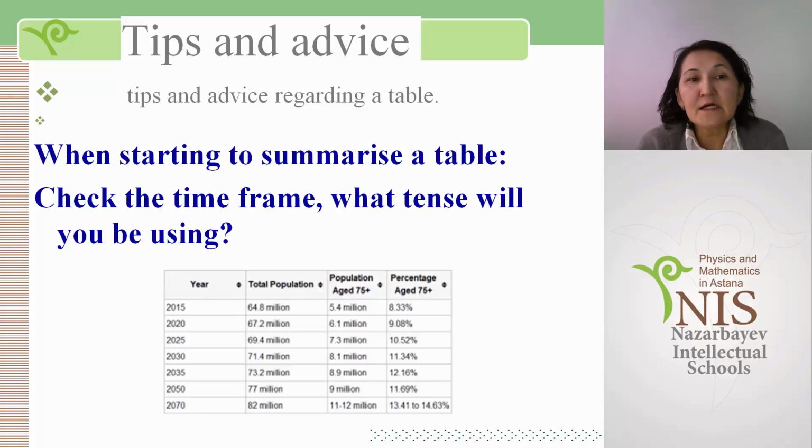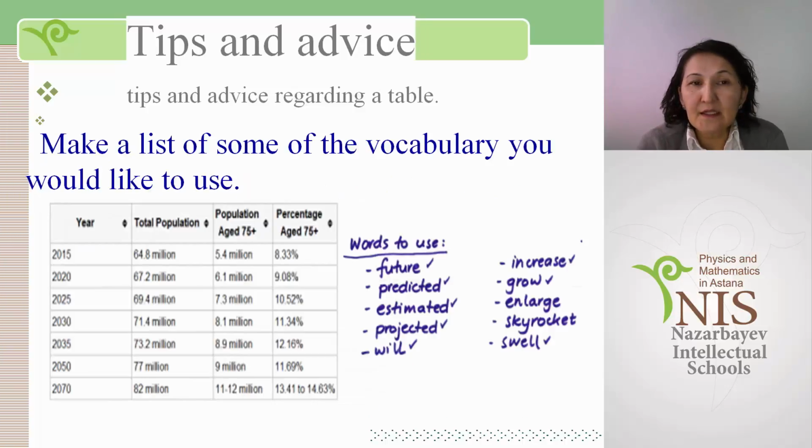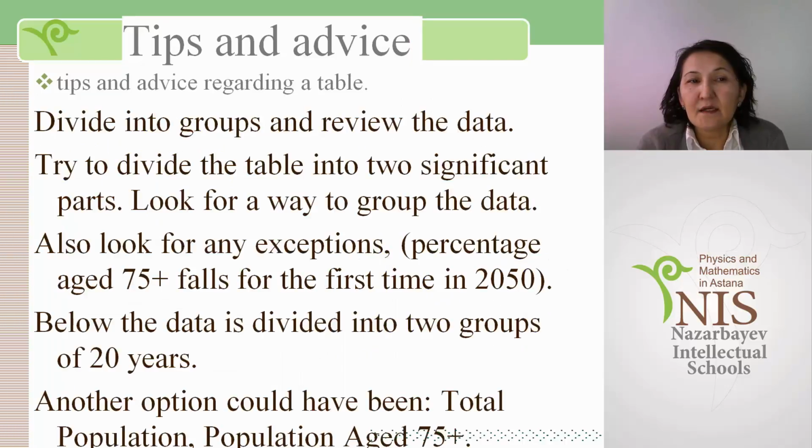Now the first. When starting to summarize a table, check the time frame. What tense will you be using? It's very important. Another tip is make a list of some of the vocabulary you would like to use. Look at the sample. Another tip is divide into groups and review the data. Try to divide the table into two significant parts. Look for a way to group the data. Also, look for any exceptions.